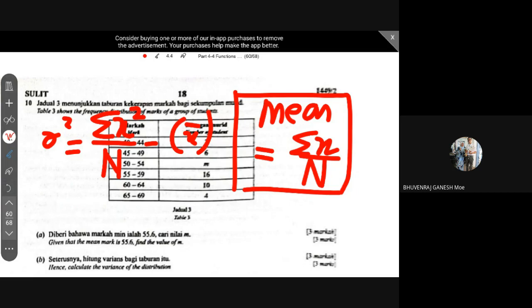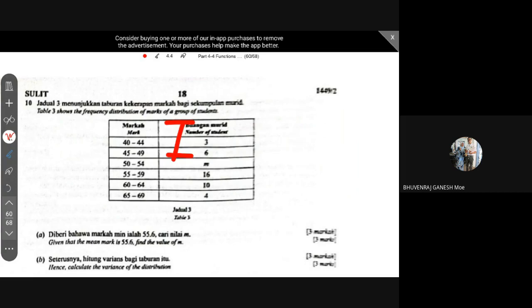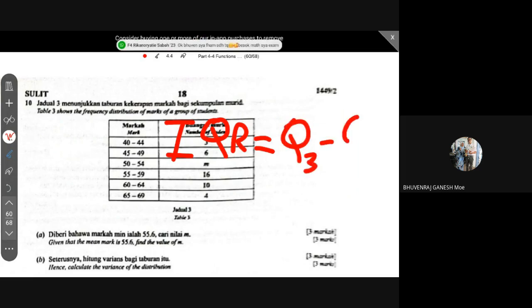Other things like your median, you can find from Form 4 Chapter 8, but there's no formula for that. Your Q1, Q2, interquartile range, all that. Interquartile range, anyone still remember the formula? Just recap only. Forget? How about you? Still remember? Oh, very good, lah you. Q3 minus Q1. Still very sharp. Correct.